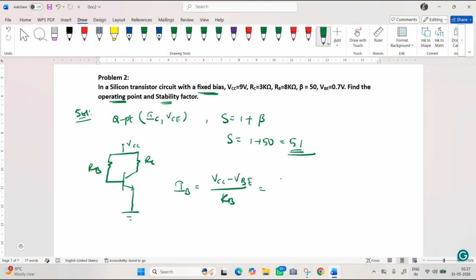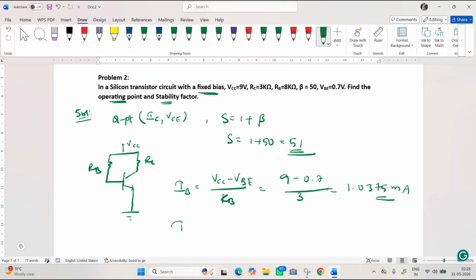This VCC value is equal to 9, VBE value is equal to 0.7, divided by RB value is equal to 3. If we substitute and calculate this one, I'll get 1.0375 milliamps. This is the value of IB.